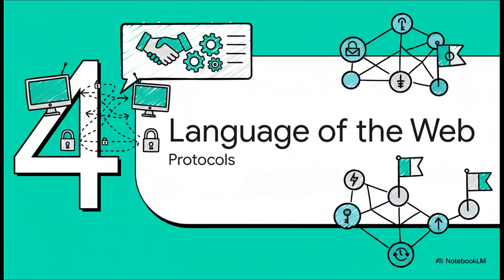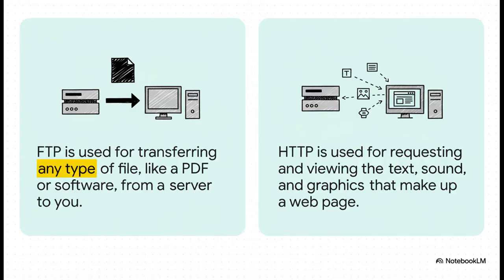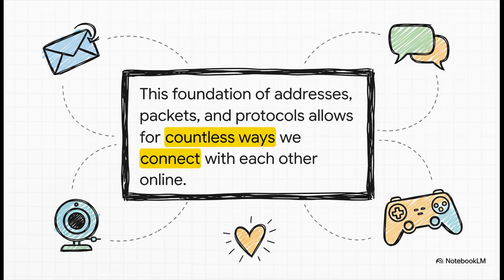Okay, so we've made a connection. Packets are flowing back and forth reliably. But what language are the computers at each end actually speaking? They need a shared set of rules or protocols to understand each other. Two of the big ones you'll hear about are FTP and HTTP. If you're downloading a single, complete file, like a PDF or an app, you're probably using FTP, the File Transfer Protocol. But if you're loading a web page, you're using HTTP. It's specifically built to request and then assemble all the different parts, the text, the images, the videos, that make up a modern website. And here's the key takeaway.